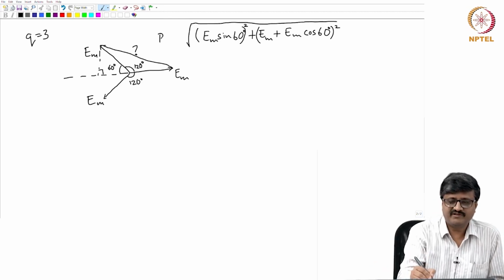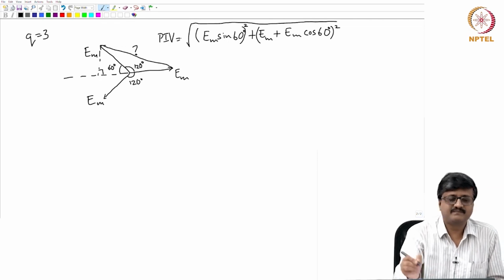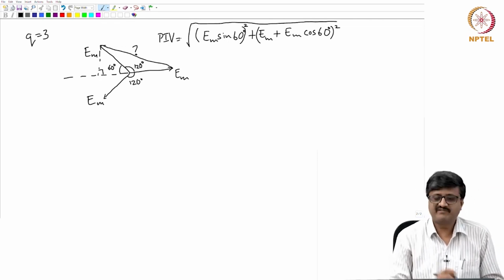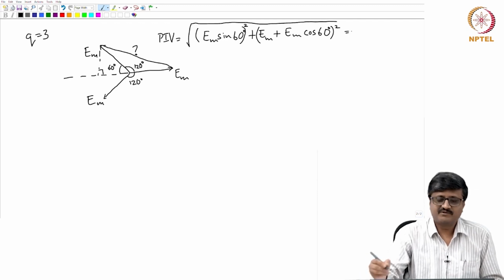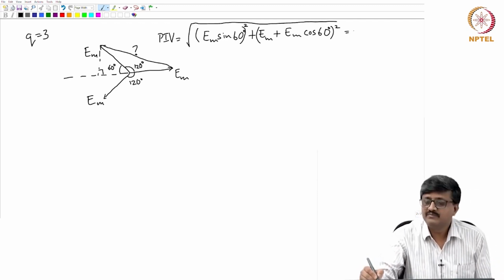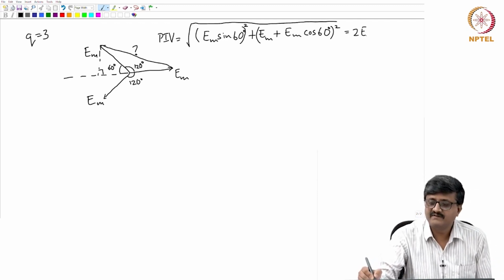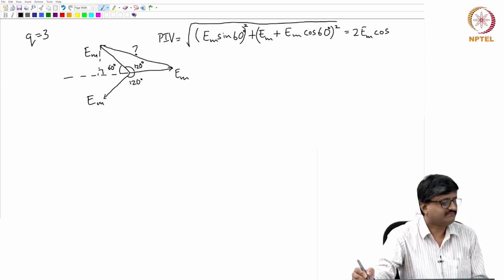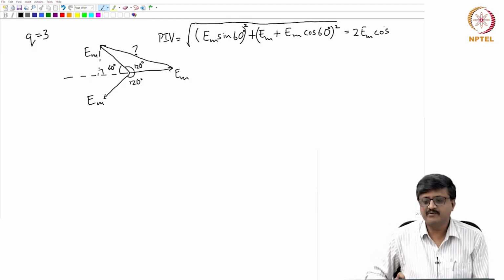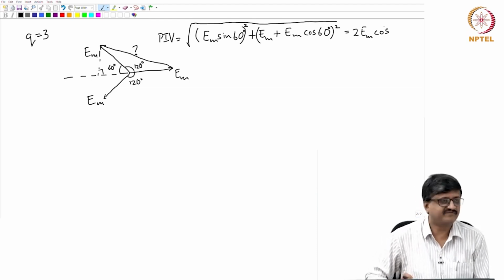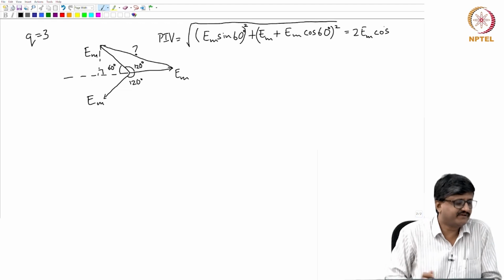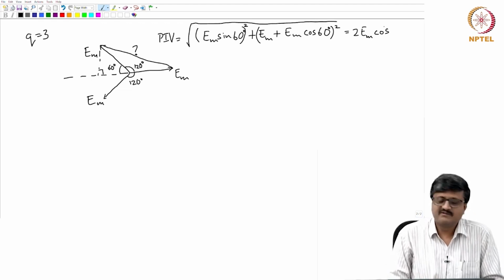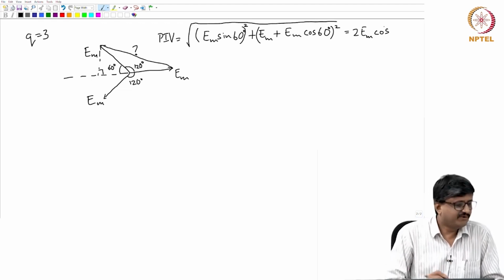So, this is the peak inverse voltage. You can simplify this. One can show that this is equal to 2 times EM cos. What I am trying to do is finally get it in terms of Q, that is all. So, I have taken a special case of Q here, Q is equal to 3.